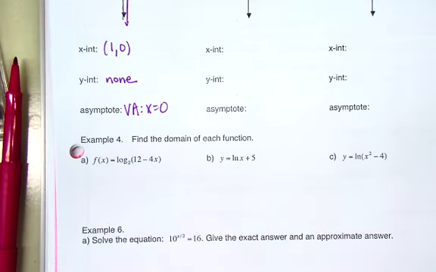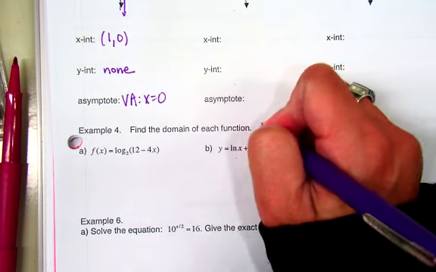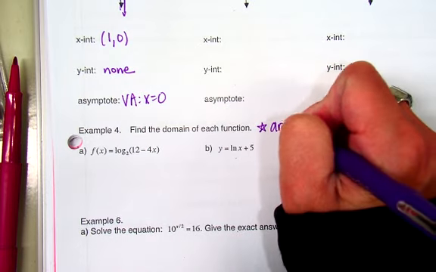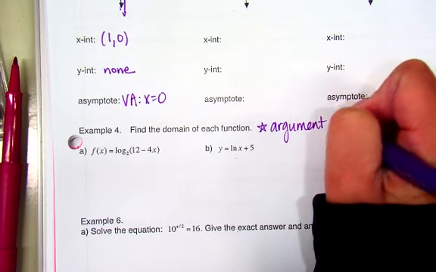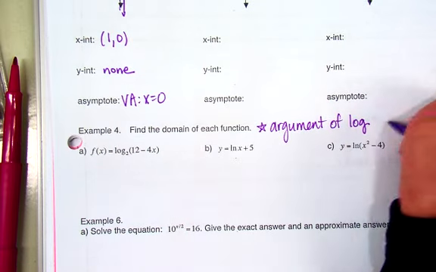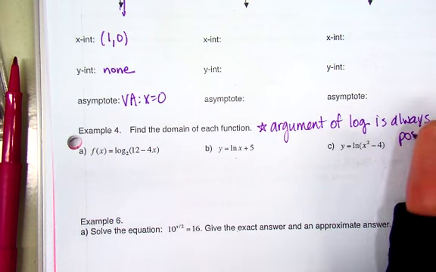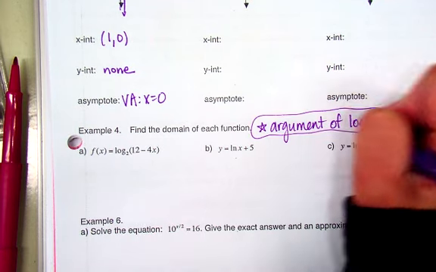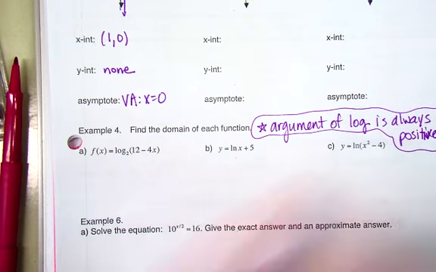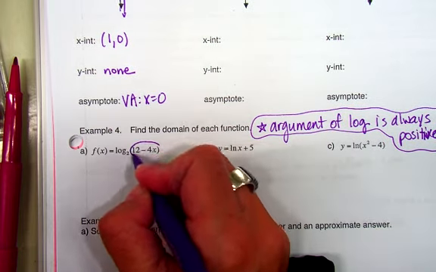Example 4, find the domain of each function. Okay, the important thing to remember is that the argument of a log function is always positive. Always, always, always. Okay, memorize it. So what do I mean by that? I mean the argument, that's this part right here, that whole thing.